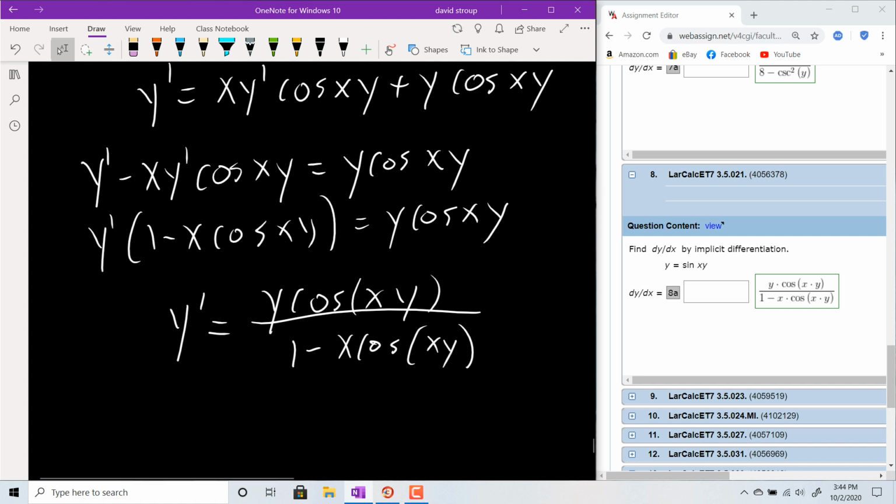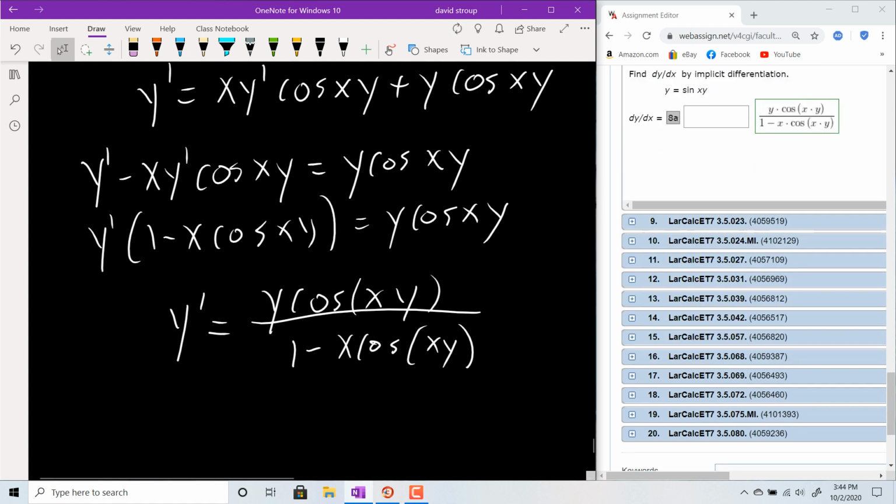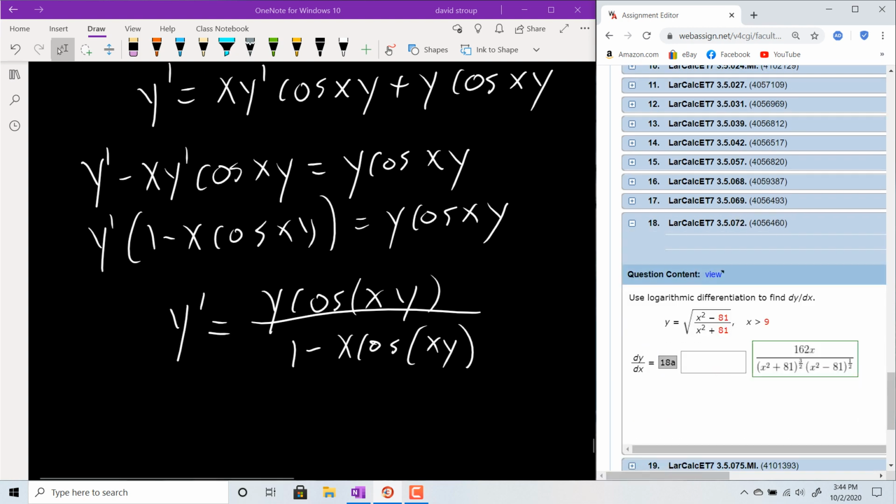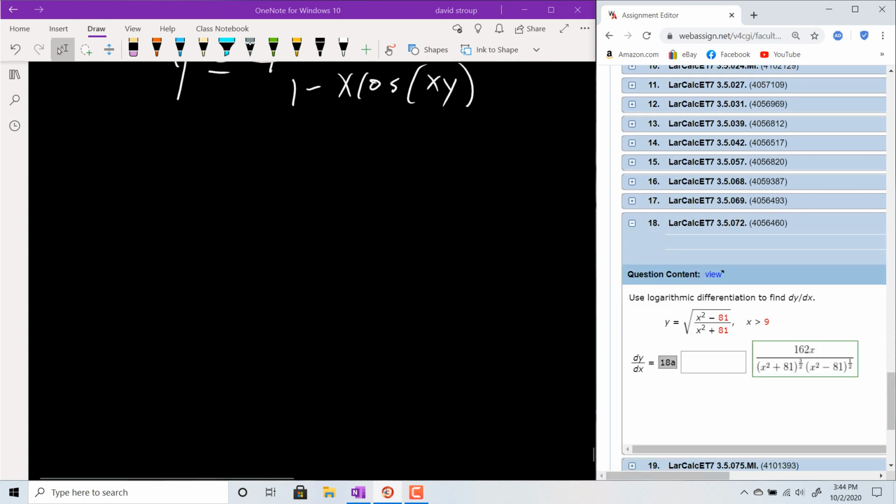I think there's also logarithmic differentiation in this section, so 69 to 73 will probably be those kinds of problems. Let's look at 18. Ooh, that was a nightmare. All right, so what is it? What did I say? That was 72.